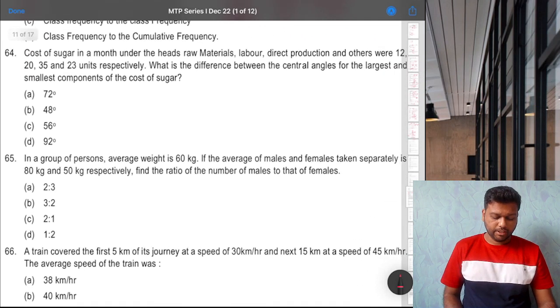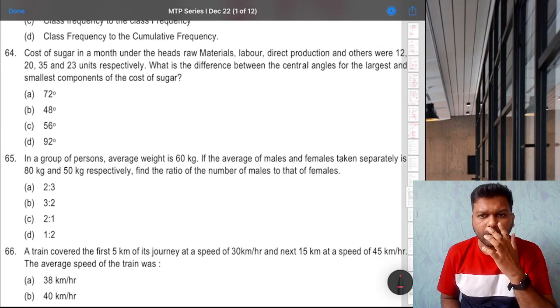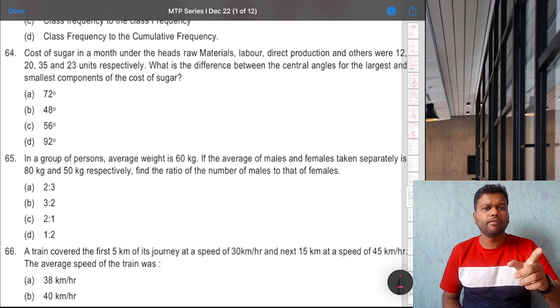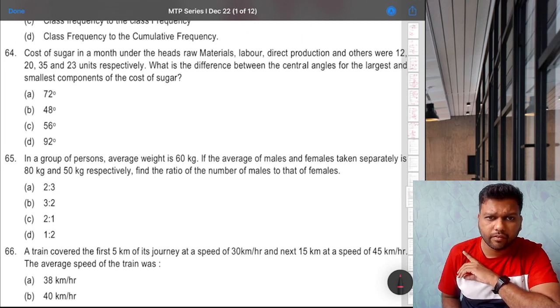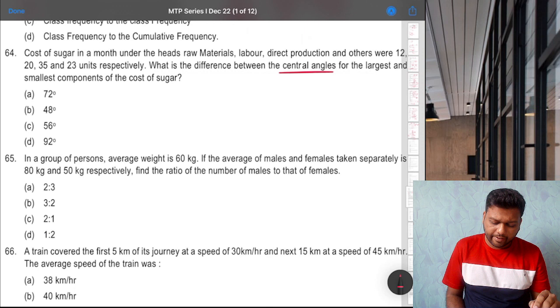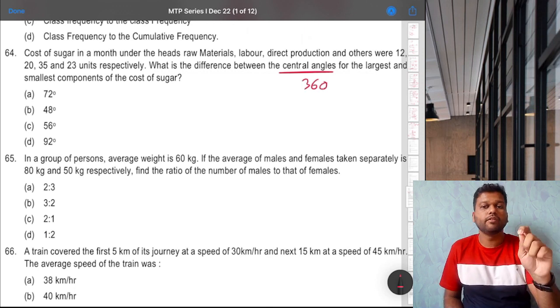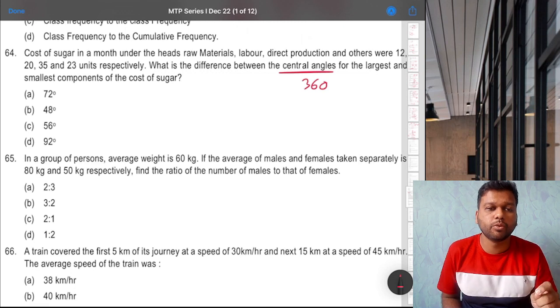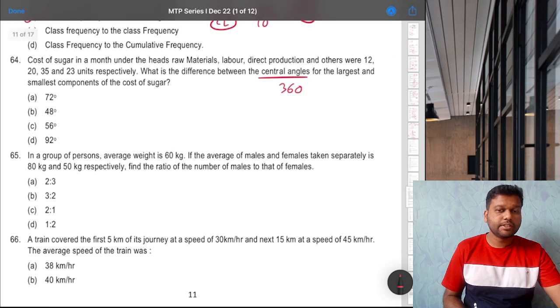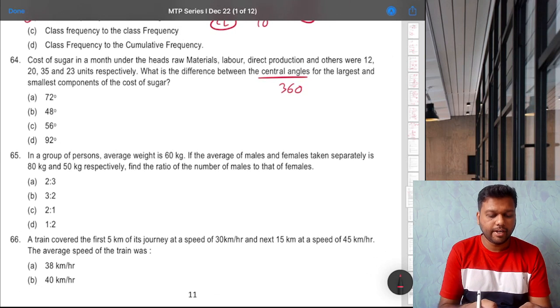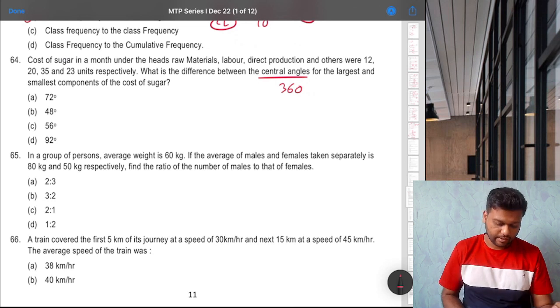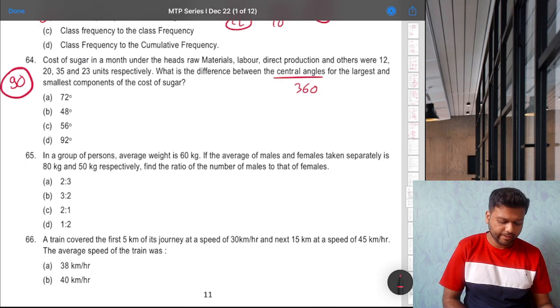Cost of sugar in the month under the heads raw material, labor, direct production and others were 12, 20, 35 and 23 respectively. What is the difference between central angles? So pie chart, 360 is the total of central angles for largest and smallest components. Okay, so let's first see what is the total of this. 12, 20, 35, 23, that is 90, right? Total of this is 90.